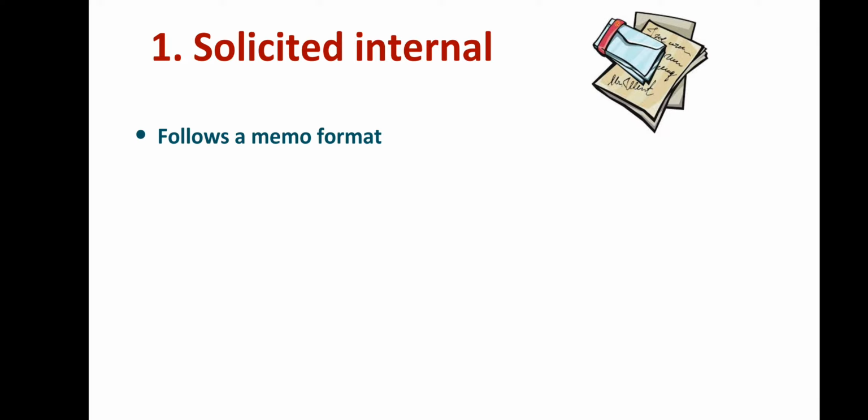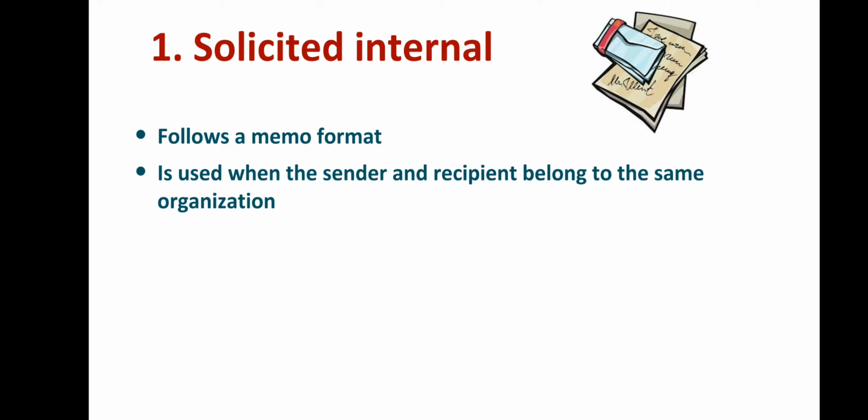So a solicited internal proposal, class, follows a memo format. You could go back to our memo topic, okay, the second lesson. It is used when the sender and recipient belong to the same organization. So if we try to cut it short, solicited internal proposals are proposals that are requested by a manager or supervisor. There may not be a need for you to come up with the answer or solve the problem.